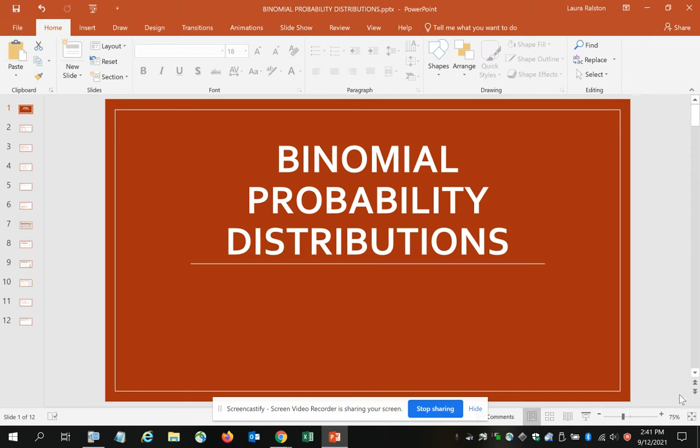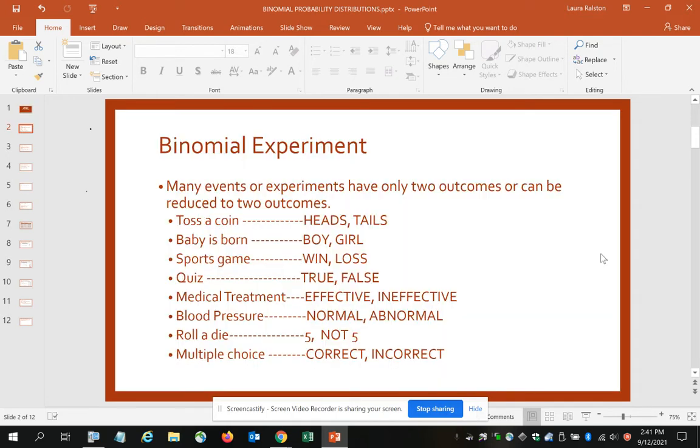For us to take a look at the binomial probability distributions. If you're familiar with the word binomial, the prefix bi in English means two. So when we're talking about a binomial experiment, we're talking about an experiment or an event that has only two outcomes, or it can be reduced to two outcomes.